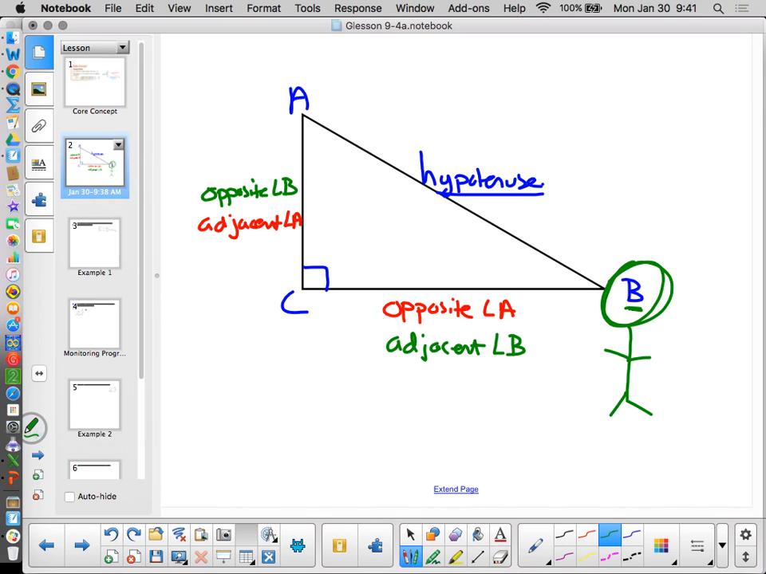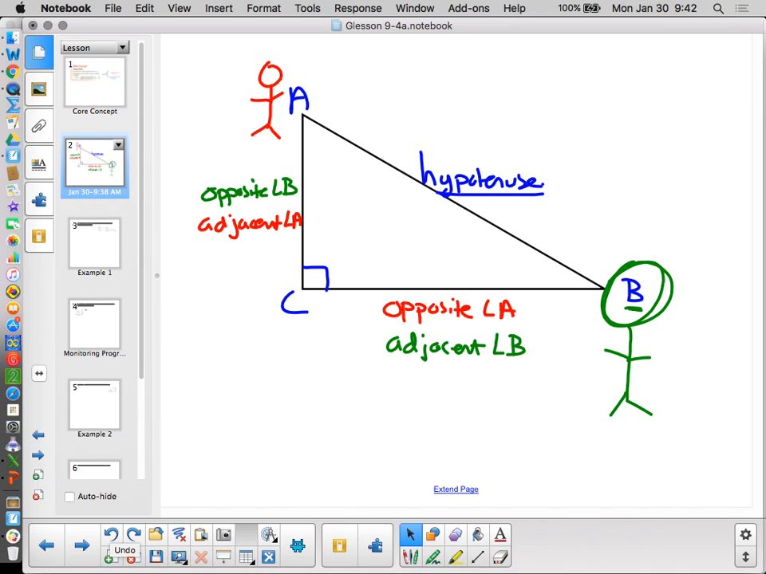Then I can very quickly identify which side is the opposite side. Oh, AC is the opposite side. Which side is the hypotenuse? That's clear, it never changes. And so I can tell also which side is the adjacent side. If my point of reference is angle A, then the opposite side is CB, and the adjacent side is AC. So opposite and adjacent switch depending on point of view.